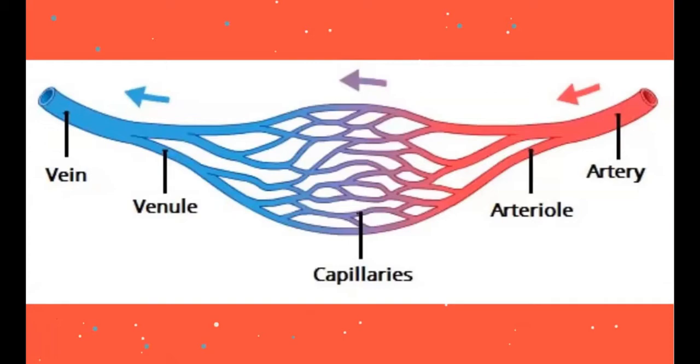Capillaries are the smallest and thinnest blood vessels, which form the junction between arterioles and venules. The capillary walls are thin to allow materials or substances to diffuse into and out of the blood. It is the blood vessel for gas exchange between oxygen and carbon dioxide.